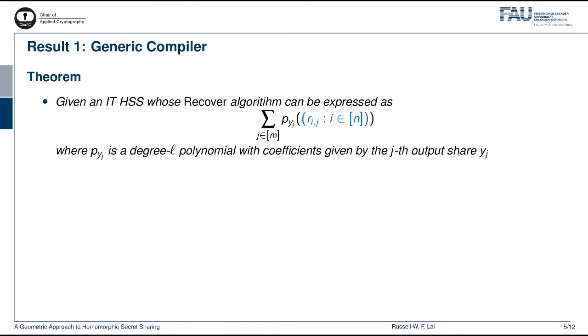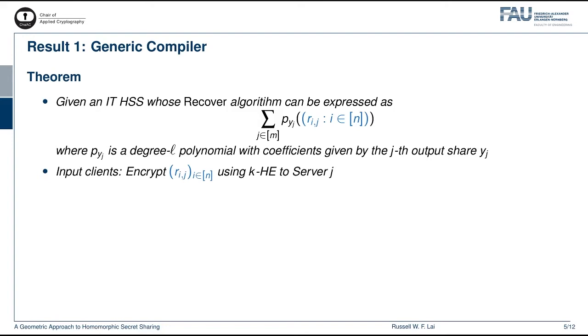Generalizing this idea, we obtain a generic compiler. That is, if we are given an IT HSS scheme whose recover algorithm can be expressed as a degree L polynomial of the recovery information with coefficients given by the output shares y1 up to ym, then we can perform the following to turn this IT HSS scheme into a public key HSS scheme.